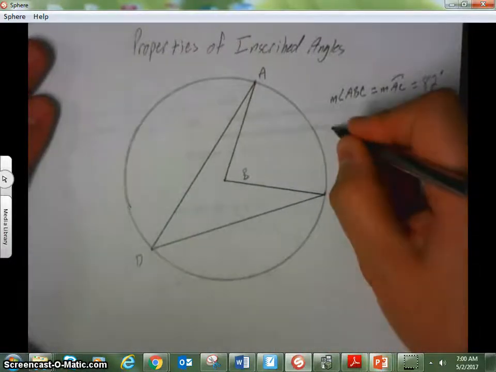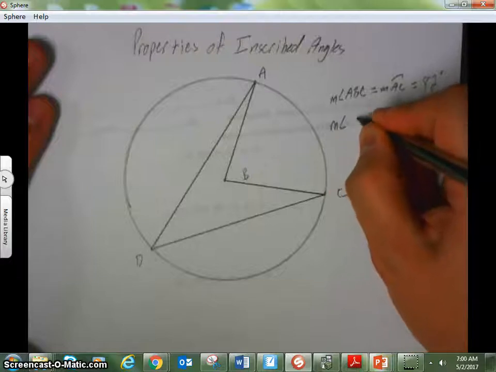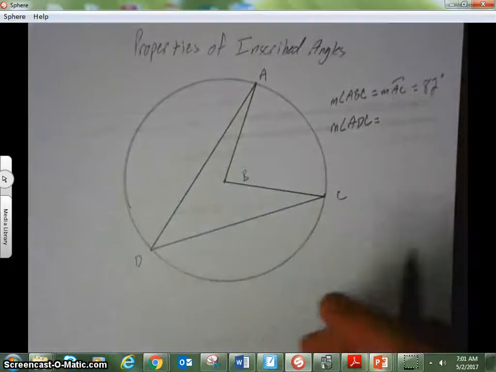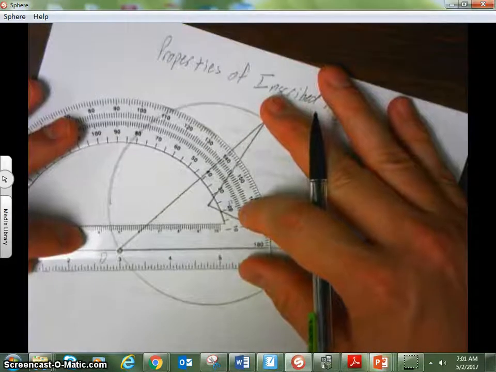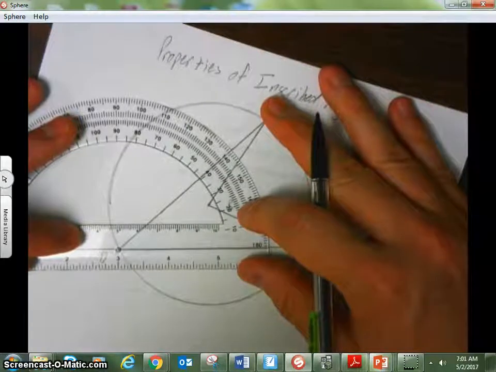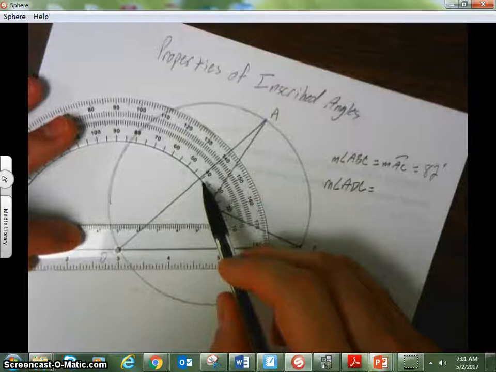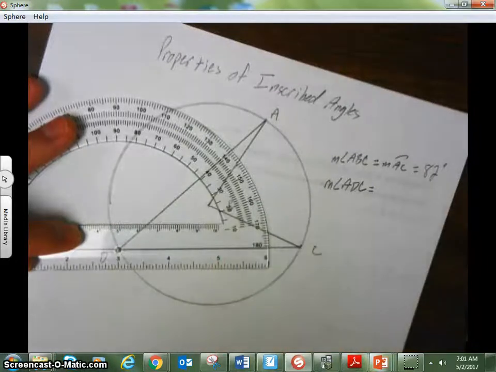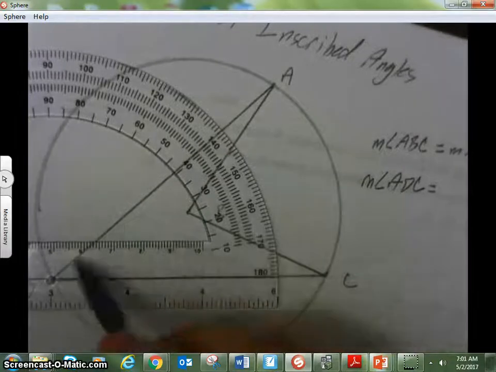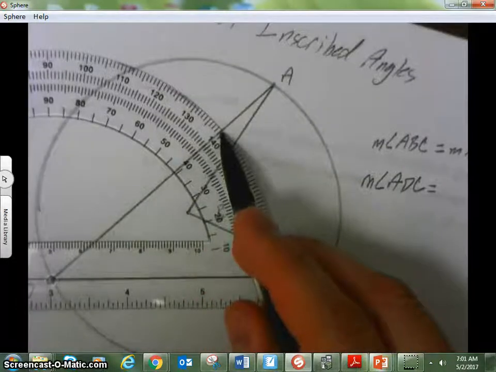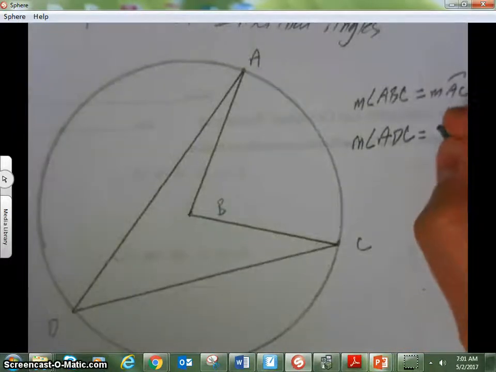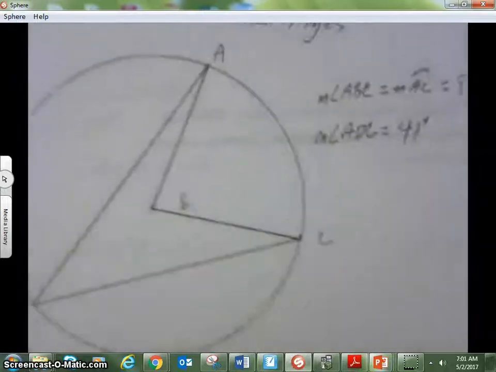So now I want to know what is the measurement of angle ADC. Again, with my protractor, I'm going to measure the angle here, and you can see here it's not quite 40 degrees. Let me go ahead and zoom in a little bit so we can see that angle measurement more clearly. On mine here, it's a little bit more than 40 degrees. When I follow it out here, it's right about 41 degrees. So here, the measurement of the inscribed angle is 41 degrees.